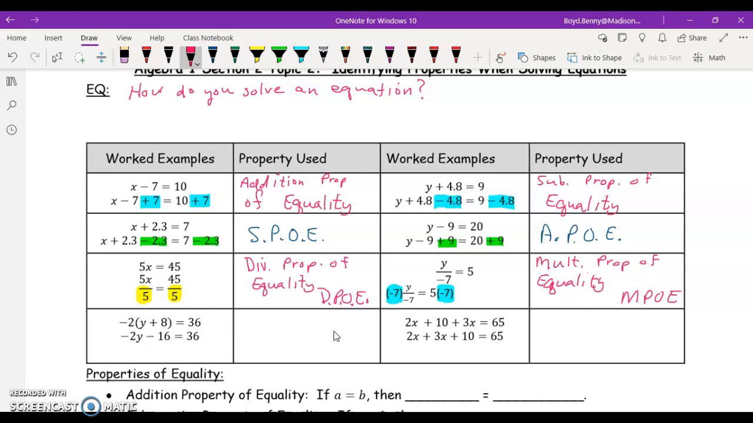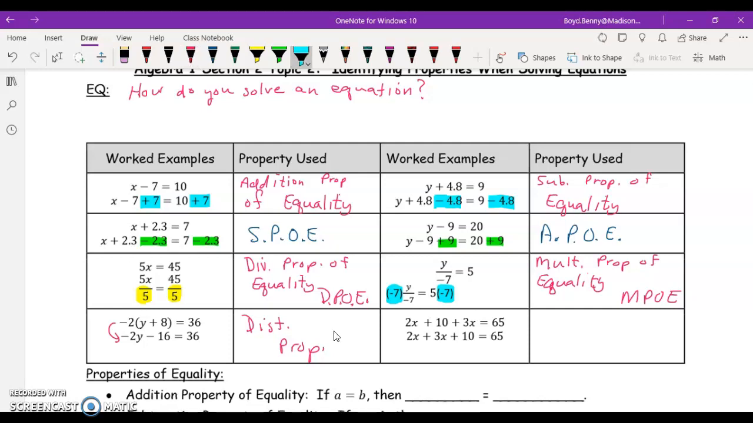All right, the next one we see here is, what did we do to go from this step to that step? And this should be a familiar property to you because this one is the distributive property. We've been using that throughout several lessons.